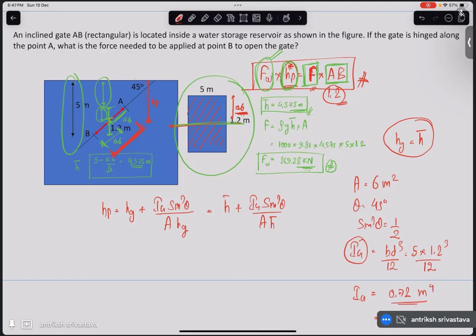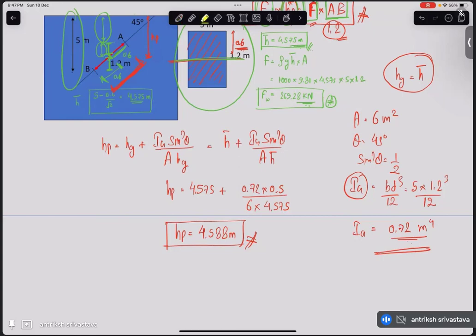Meter to power 4. And h bar we have already calculated, 4.575. So your hp is 4.575 plus 0.72 into 0.5, that is 1 by 2 from sine square theta, divided by 6 divided by 4.575. Can we know this value? 4.588 meters. Let me know if you are getting any other value. I think I am getting the correct value, so we are going to proceed with this. If you are getting any other value, please recheck your calculation.